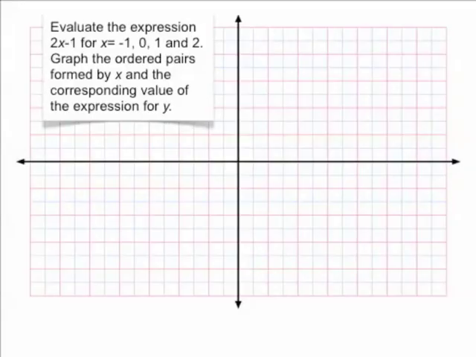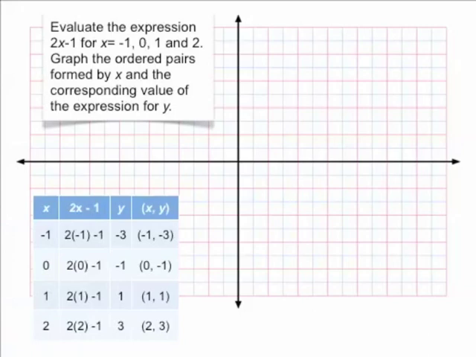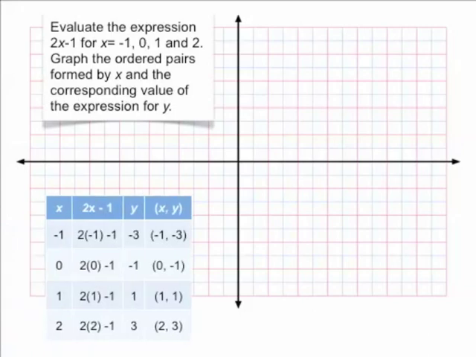Here it is. We're going to solve for 2x minus 1. And those are the values we're going to use for x: negative 1, 0, 1, and 2. Using a table, we filled in the information. So our ordered pairs are negative 1, negative 3. So we'll start with the origin.